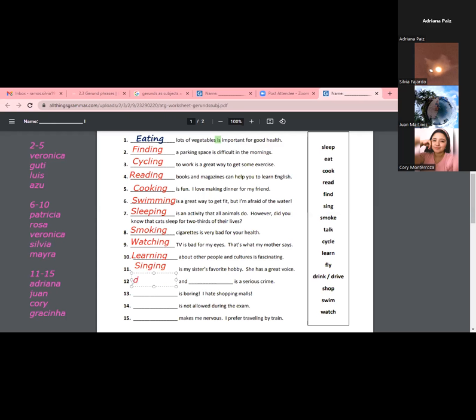Drinking and driving is a serious crime. It is in El Salvador, if you get caught, right? Drinking and driving. Thank you. Now 13, Cody.